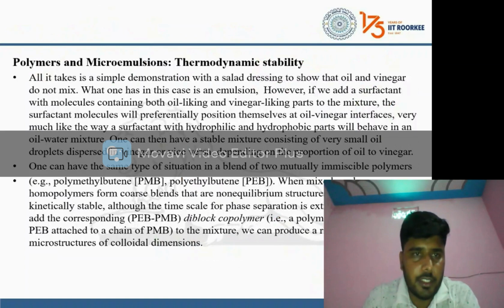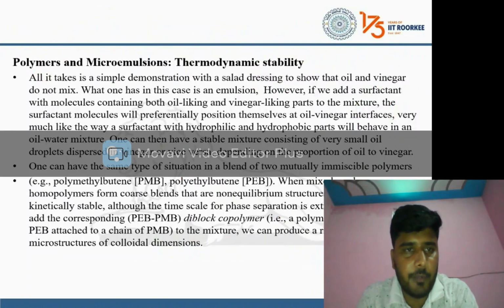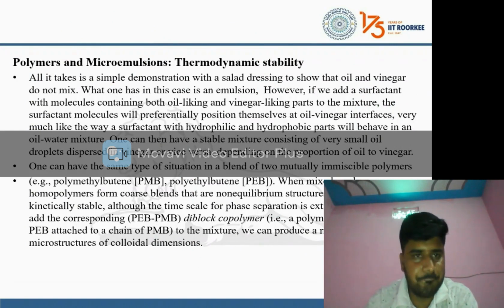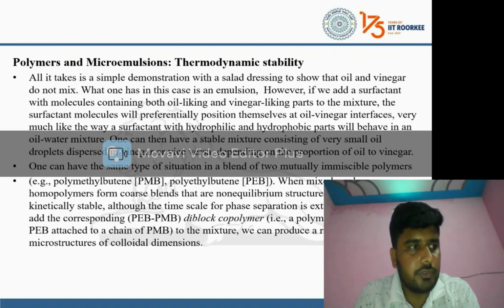The same applies for the polymers and the microemulsions. If we talk about the thermodynamic stability of these polymers and microemulsions, you have to consider an example. You have a salad dressing, which shows that oil and vinegar do not mix.